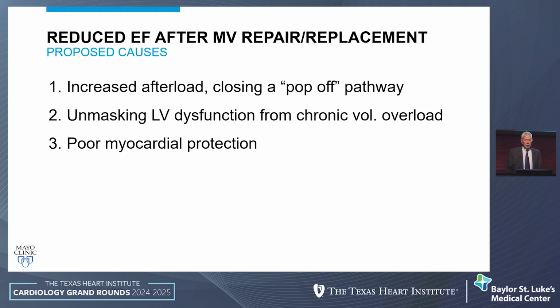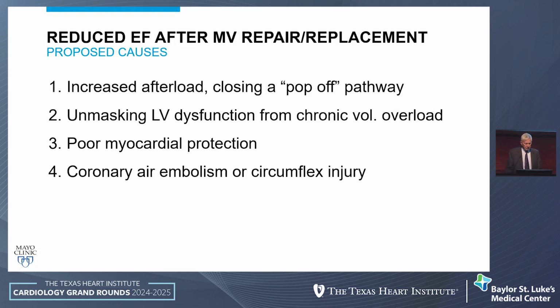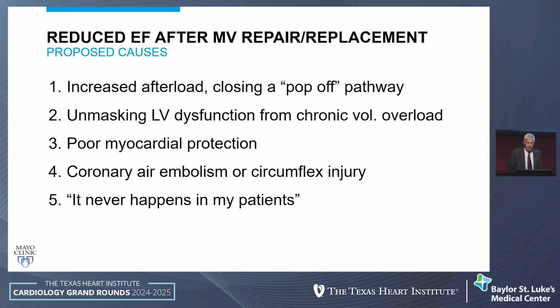Poor myocardial protection gets blamed for many things. It could be that it's poor myocardial protection. Now, coronary air embolism and circumflex injury is a real problem, but usually that gives you regional problems, so that really doesn't fit with what we see. And the answer that I get mostly from surgical audiences is this one: it never happens to my patients. But there are other explanations, and if you think volumetrically, you can figure it out.